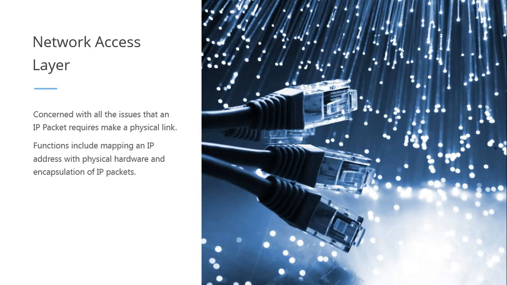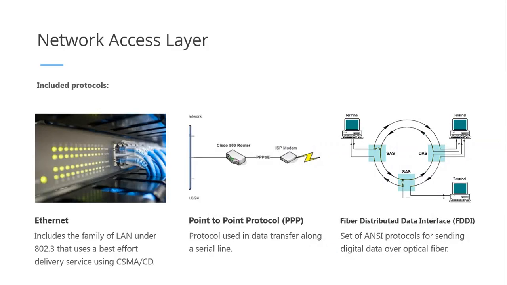The last layer that we have for the TCP/IP is the network access layer. So this is concerned with the way that we can physically connect our network. That would include also physical connections and even the mapping of the IP addressing together with the physical hardware. This would also include the encapsulation of the IP packets before being sent through the medium. The network access layer includes the following protocols. For local area networks, we have the Ethernet.